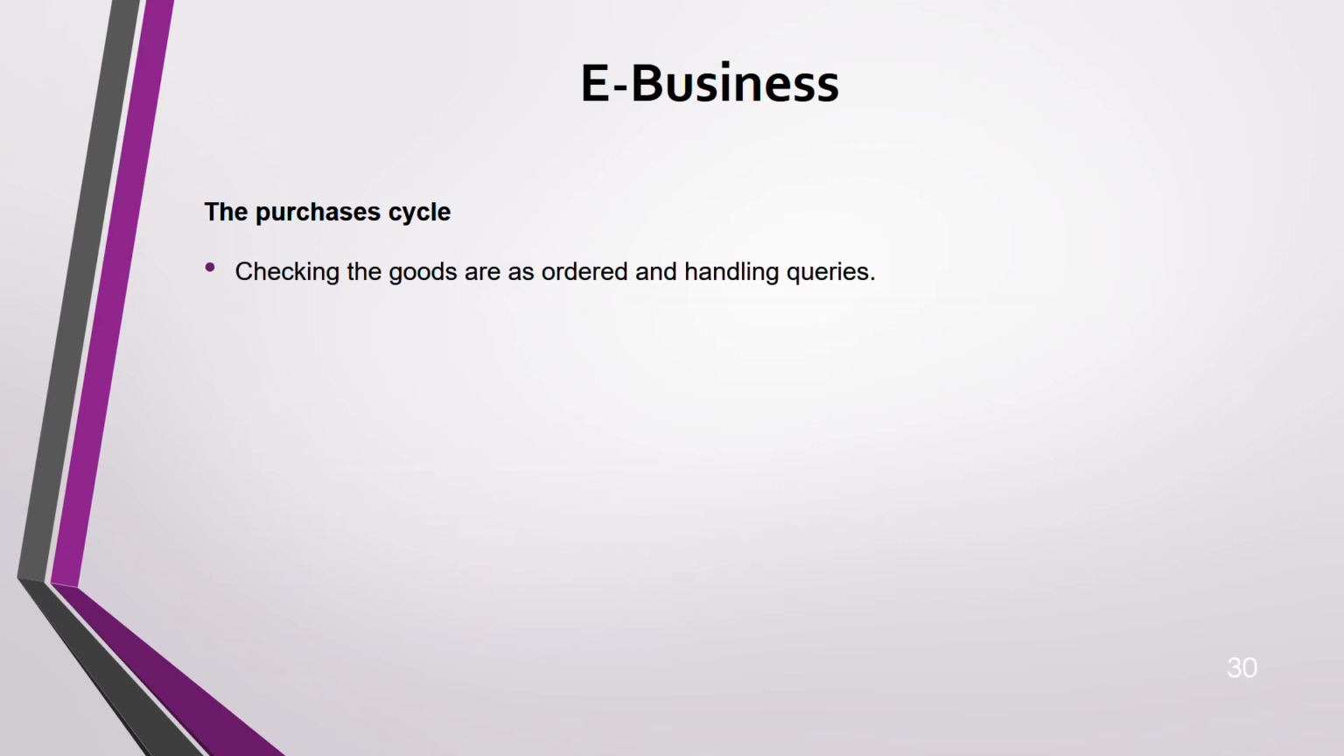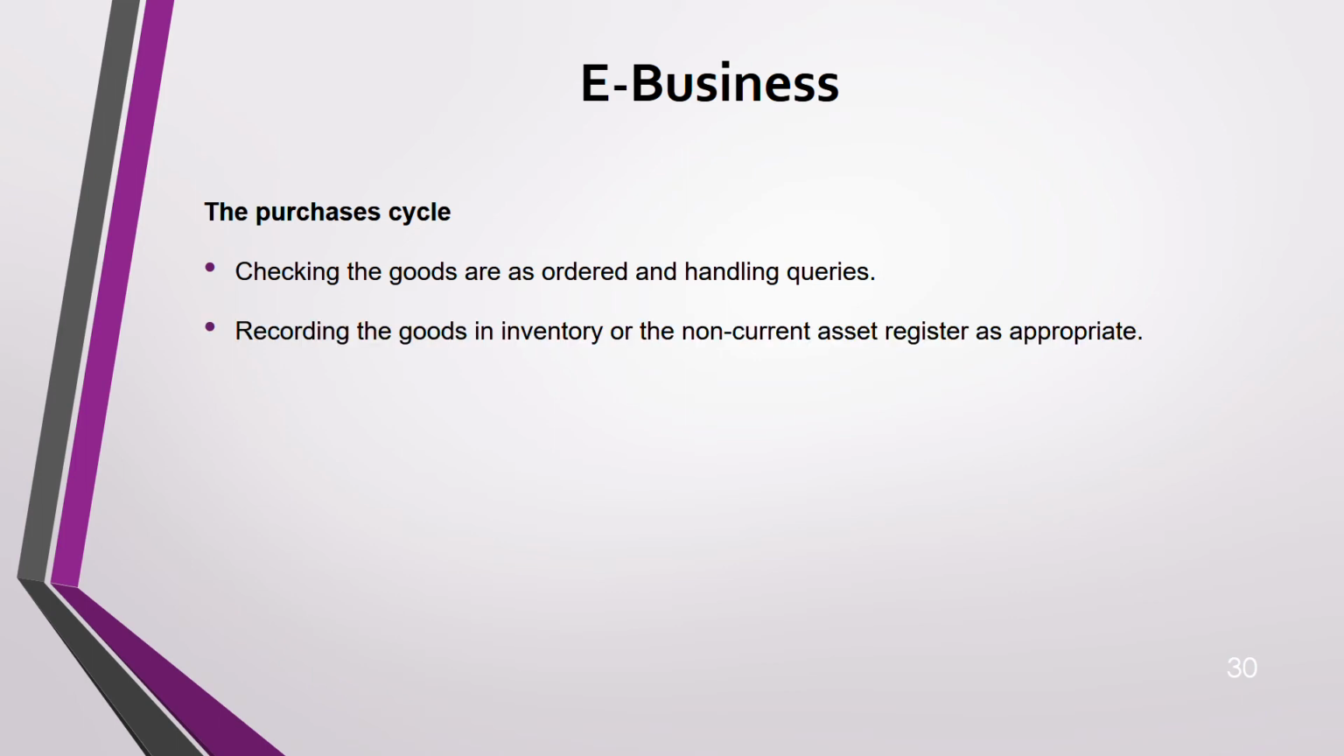Then after that, it's not over. Once you receive the goods, it's not over. Check the goods that are ordered and the handling required. Check whether the goods are correctly ordered or not, whether you have got the right goods or not, whether the quality is right as it was before you ordered. Then record the goods in the inventory, or non-current asset if it's a non-current. Store the goods.